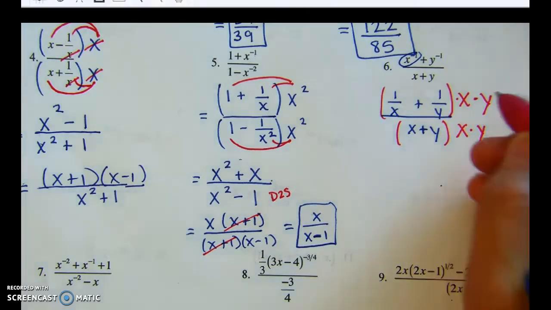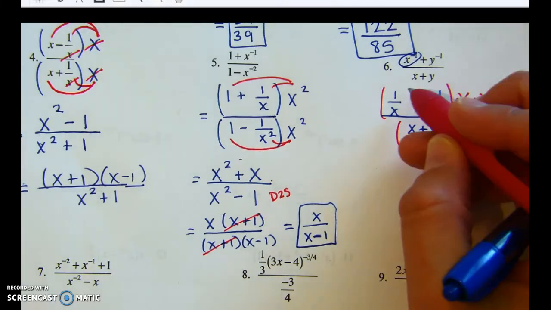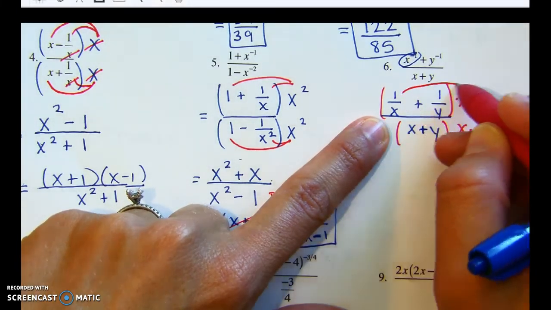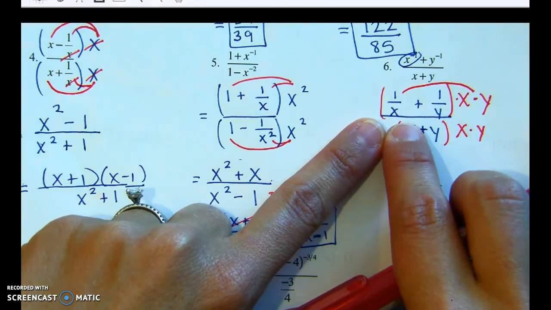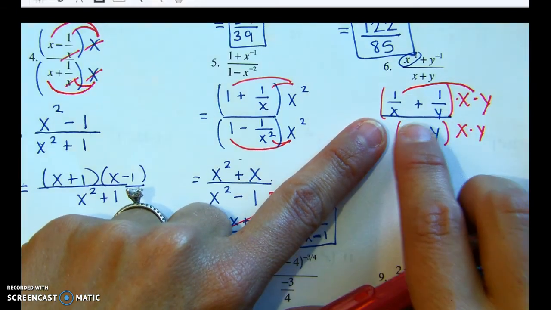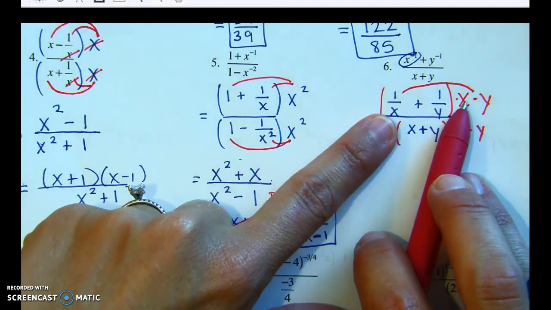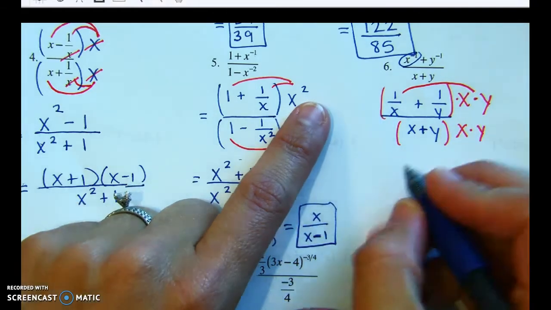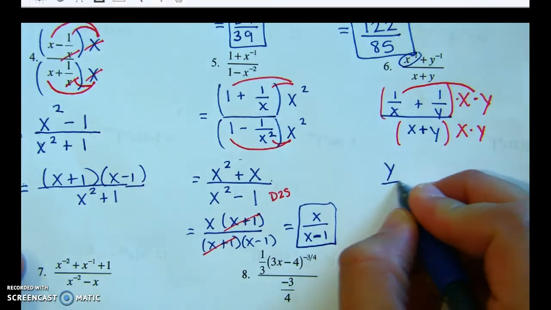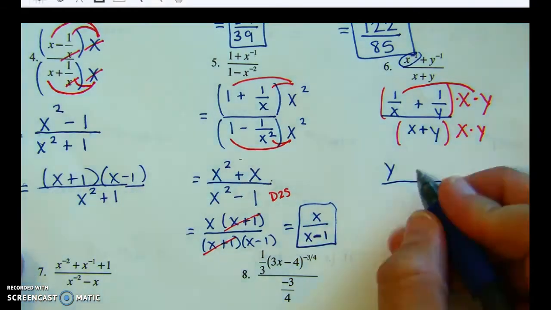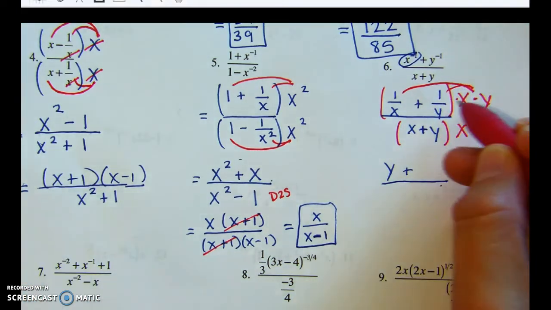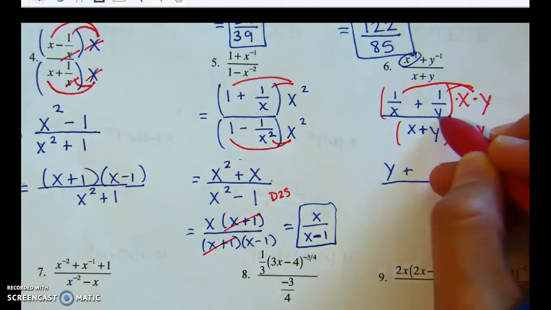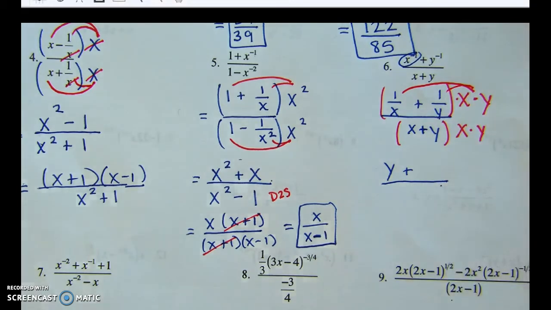Okay, we're going to distribute x y to each term. So when we multiply x y times 1 over x, what cancels? The x's, and what stays? The y. So that's a really good tool for you guys to use. What cancels and what stays? So right here, 1 over y, what cancels? The y's, and what's going to stay? The x.